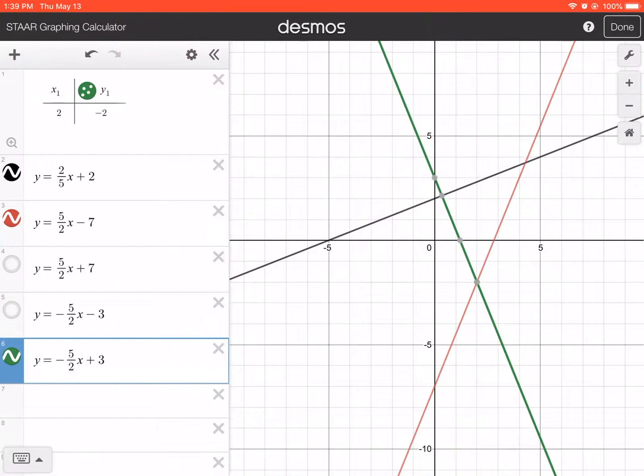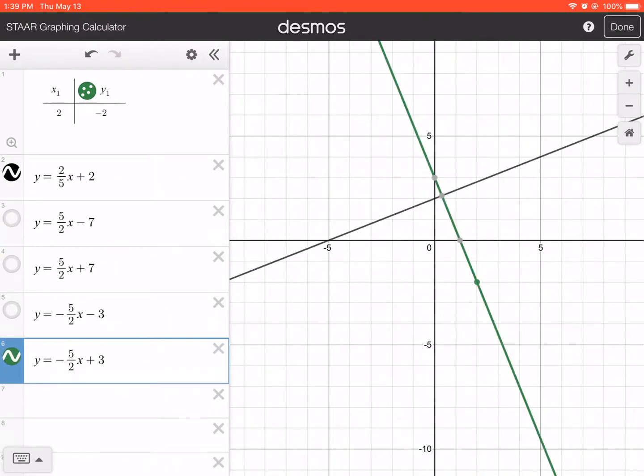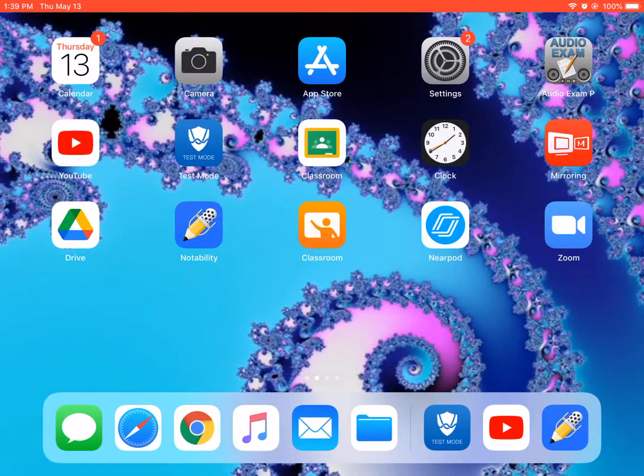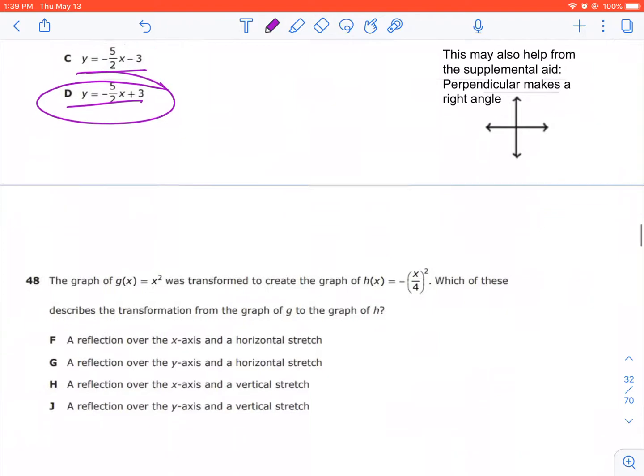Whenever we're looking for perpendicular, we're looking for the lines that make a right angle when they cross each other. And so that's going to be this one. You can see where they intersect. We have our right angles. Please make sure that your grid is squares when you do this. If you have rectangles, it might be a little misleading. So our answer, again, was the one that says plus 3 at the end. So when you go back to your test, it's this one right here at the bottom.